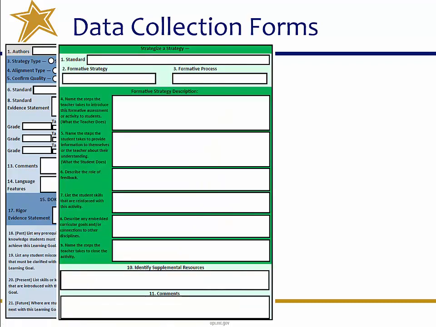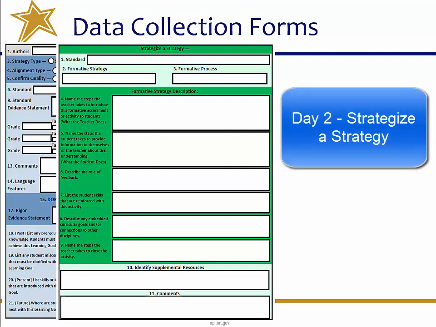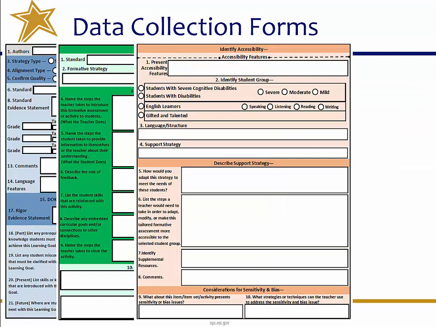The second form is the Strategize a Strategy form. This form will allow you to describe the steps a teacher and the students take to meet the learning goals. This form will be reviewed on day 2 of the in-person work. You will meet as a group to review the suggested formative strategies.